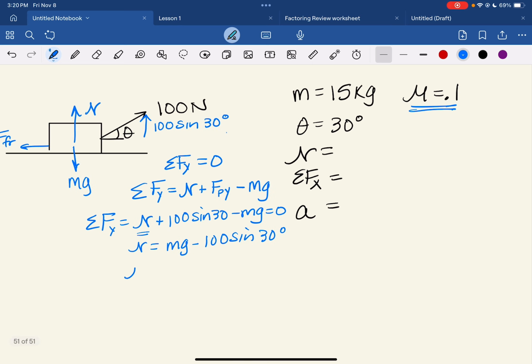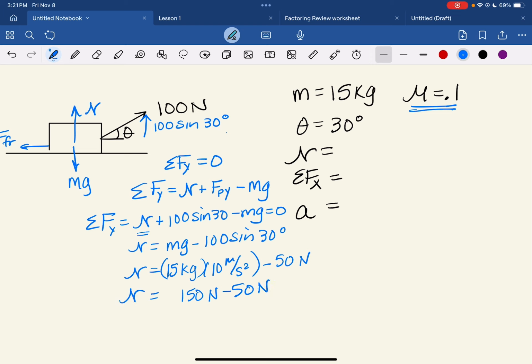All right, so let's go ahead and solve for that normal force. mg is going to be 15 kilograms times 10 meters per second squared, minus 100 sine 30, which equals 50. So this is really 150 newtons minus 50 newtons. And you probably don't need this many steps. I'm just showing you exactly how I'm getting the number. So 150 minus 50 is going to give me 100 newtons for my normal force, right?